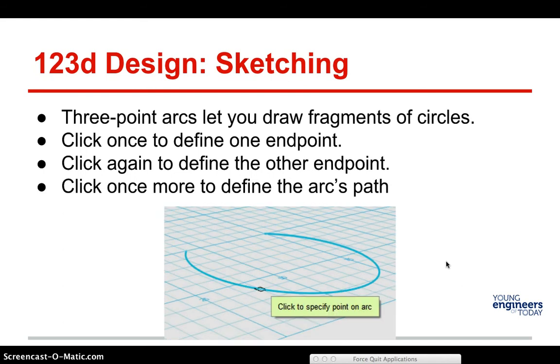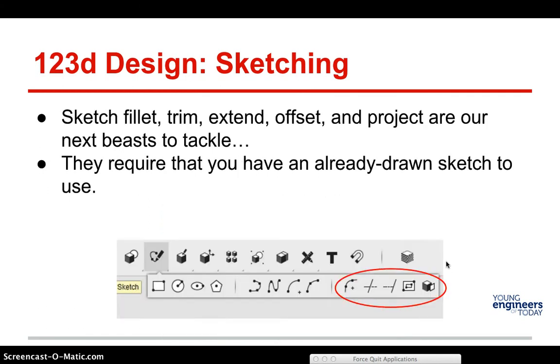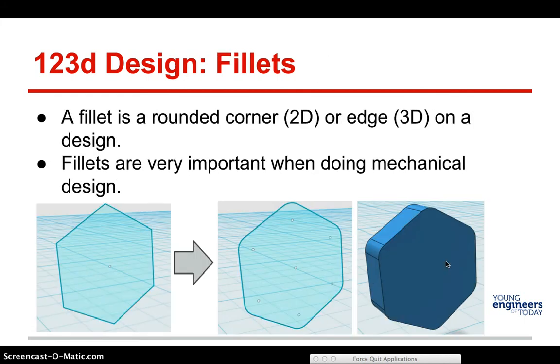Then you have 3-point arcs, which let you draw fragments of circles. Click once to define one endpoint. Click again to define the other endpoint. And click once more to define the arc's path. All right. Then we have the sketch fillet, trim, extend, offset, and project next to look at. These require that you have already drawn a sketch. So these are editing or manipulating some type of sketch.